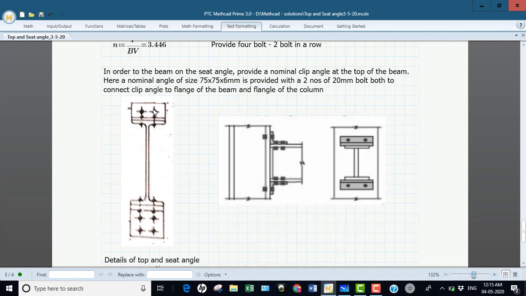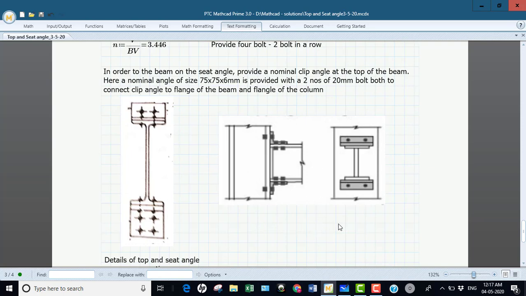So this is the top angle. Here there is no separate design for the top angle. This is only a nominal size to be adopted to clip the beam to the column flange. And regarding the connection of the top angle to the beam flange as well as the column flange, or top angle to the seat angle, you should provide a suitable connection. Similarly, the bottom flange of the beam to the seat angle is also to be done in a suitable manner. Therefore, you have to design the top and seat angle connection.